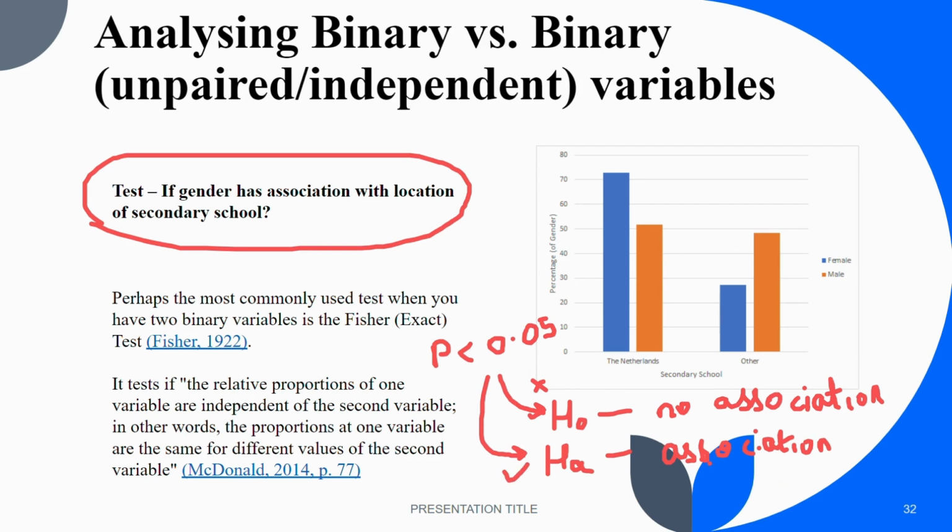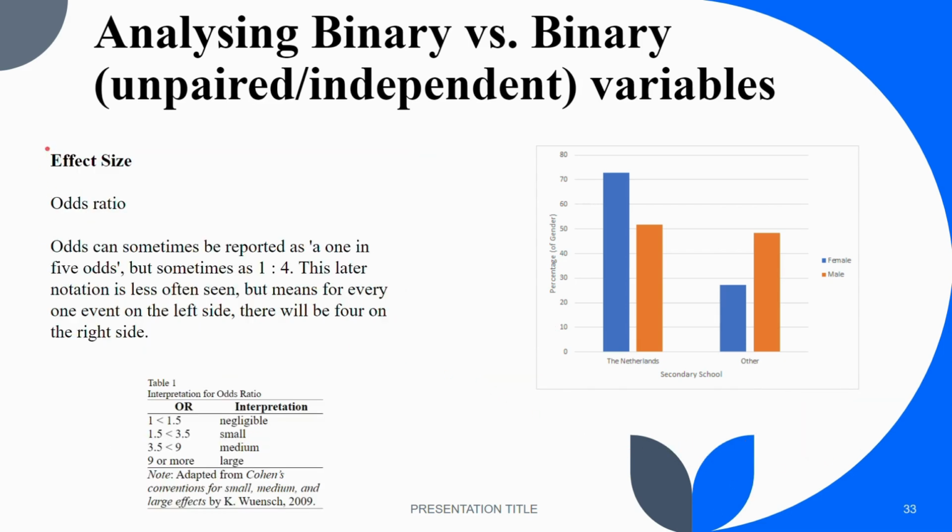If there is an association, then we need to find out how big or small is that association, and that we will find out with the help of effect size, which is named as odds ratio. There is an interpretation of odds ratio depending on its value: negligible, small, medium and large. So we will see in the next video how we can get all these four things in Python and how we can apply the Fisher exact test on our data.